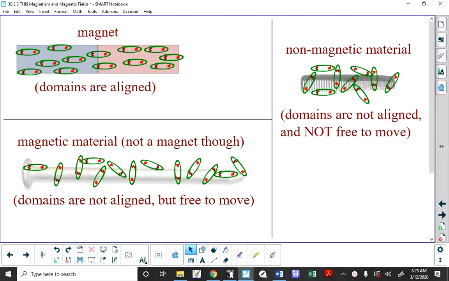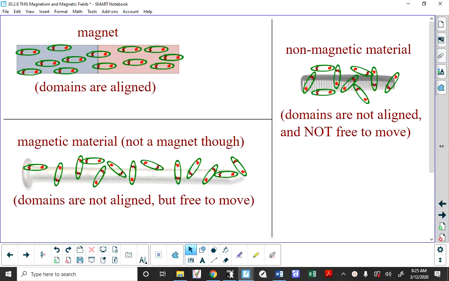When we talked yesterday about the domain theory of magnetism, basically the domain theory of magnetism says that something is a magnet because it contains within it a bunch of tiny, tiny microscopic magnets that are arranged in a particular way. And each of those tiny, tiny microscopic magnets is referred to as a magnetic domain.